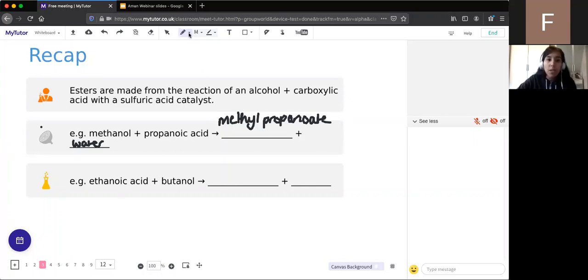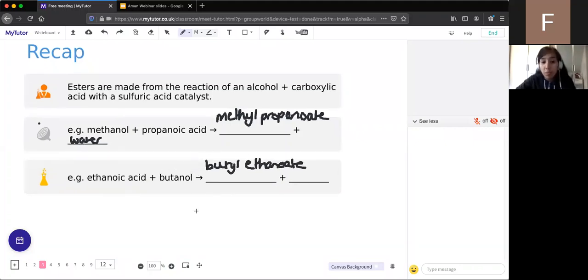So when I said not to get confused, what I meant was that the alcohol is second. It's really important that you remember the first part of the ester comes from the alcohol. So therefore it's butyl, and the second part comes from the carboxylic acid, so ethanoate. It was a bit cheeky of me to put butanol second, but I did that just to make sure that you understand that the butyl comes from the alcohol and the ethanoate comes from the carboxylic acid. So well done to everyone that got that correct. And then the second product is water.